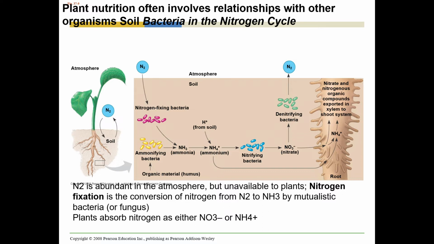As far as obtaining nitrogen, nitrogen is considered a limiting nutrient for plants in that nitrogen is essential for plant growth, yet there's very, very little of it in the soil, which is why we say it's a limiting nutrient, and without it a plant is limited in its ability to grow.